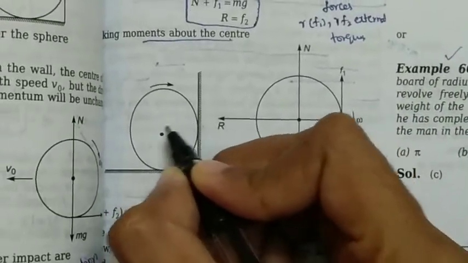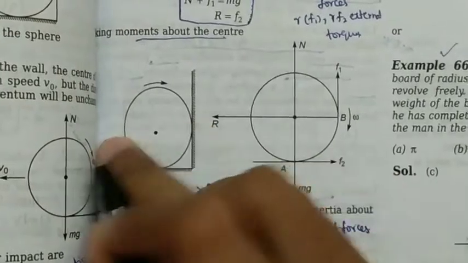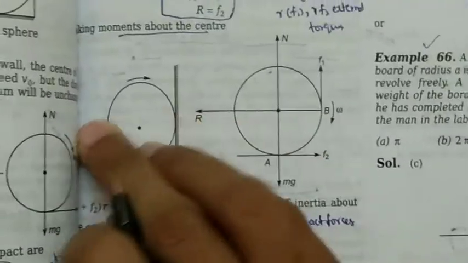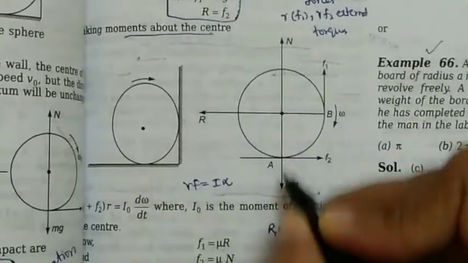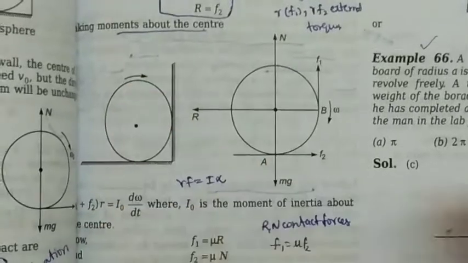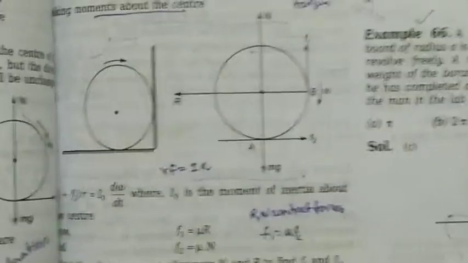So the reaction force is in the opposite direction to this wall. This sphere touches this, so the reaction force would be in this direction. Here also the contact force is in the upper direction, normal to the wall.